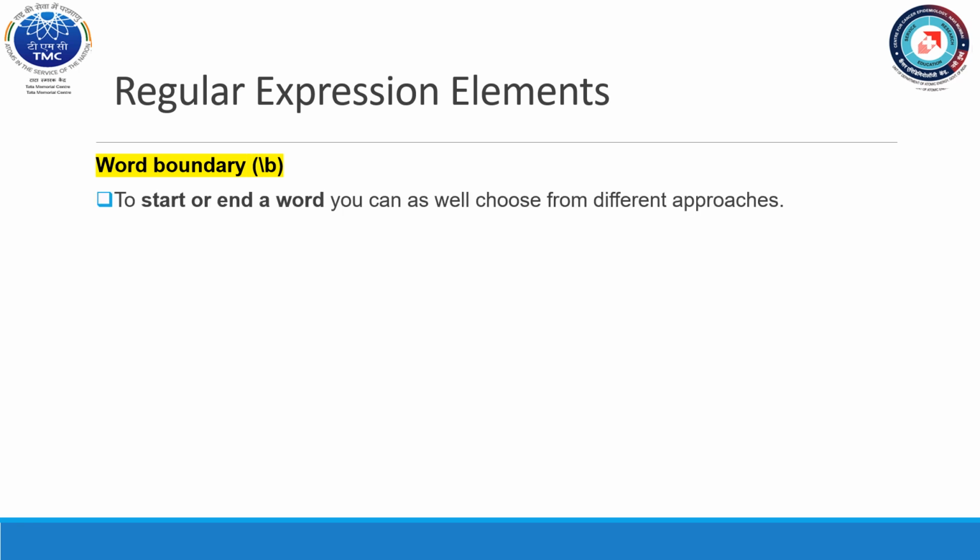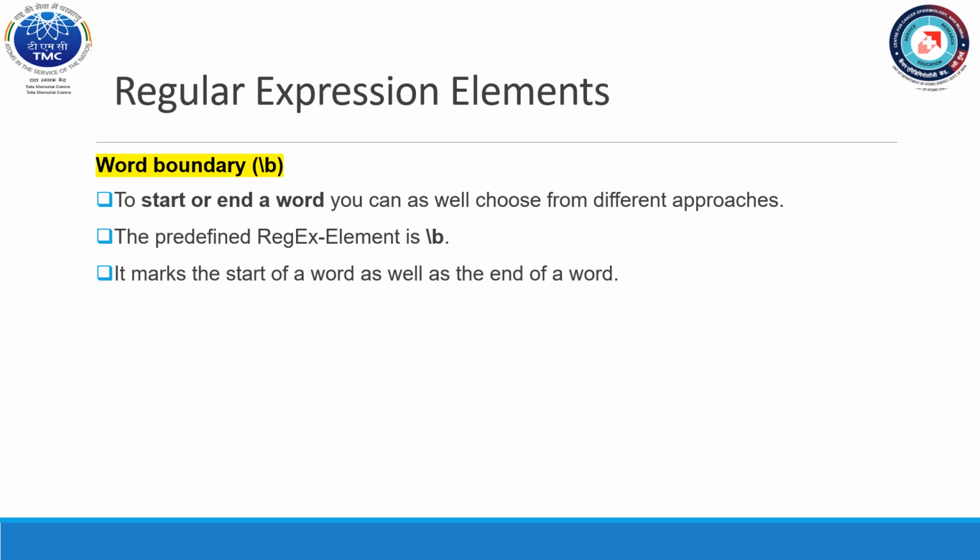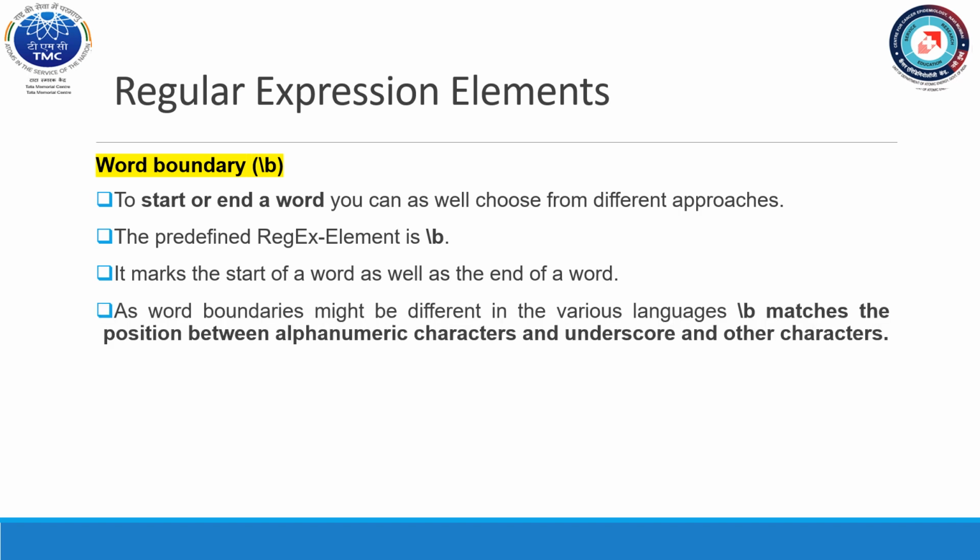Word boundary. To start or end a word, you can as well choose from different approaches. The predefined regular expression element is \b. It marks the start of a word as well as the end of a word. How do regular expressions know what word boundaries are in different languages? As word boundaries might be different in the various languages, \b matches the position between alphanumeric characters and underscore and other characters.